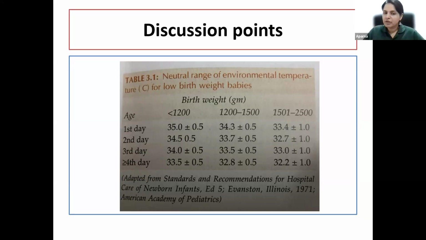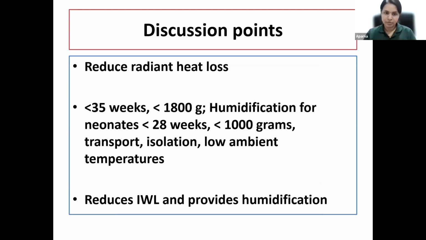So a baby who is born on day 1 at less than 1,200 grams is expected to require an air temperature of around 35-36 degrees Celsius. Whereas if you see this happening with a more mature baby, like a 34-weeker, a baby who is day 4, day 5 old, generally we may not use an incubator for such a baby. But if you still see this happening, then you must be concerned that something is wrong with the baby. So these are some indications for the use of an incubator.